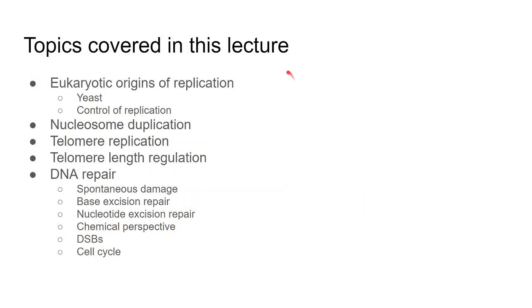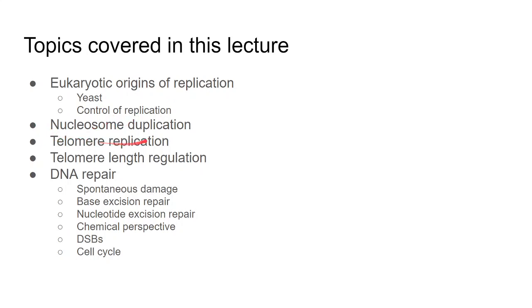So we're going to focus on repair today and a few other things. Topics covered in this lecture: we'll talk about eukaryotic origins of replication. We discussed origins of replication in prokaryotes in the last lecture. This time we'll talk about how yeasts have their origins of replication and how humans and mammals have them. Then we'll talk about how replication is controlled.